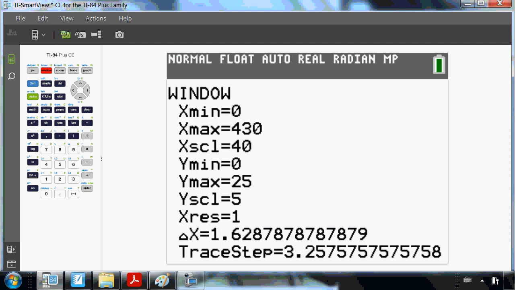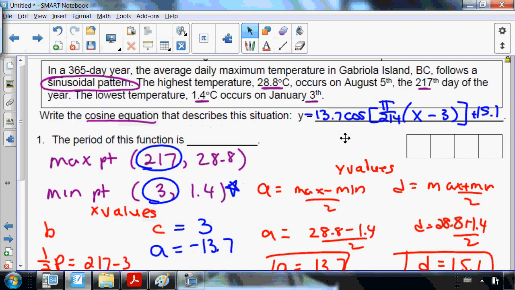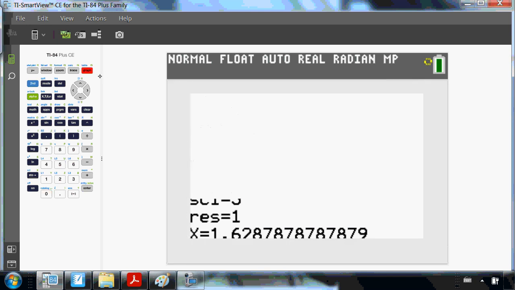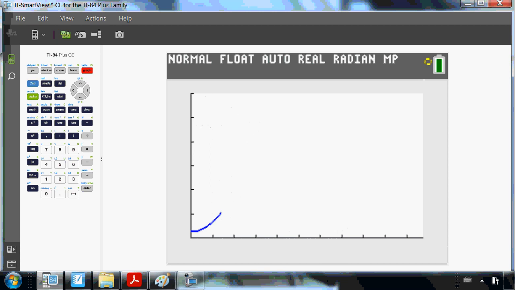Okay, my maximum in the question, what was my maximum? 28.8. So my maximum should definitely include that, which I haven't. So we'll go down here and we'll make it maybe 30. You always want to see 0. I want to see where the origin is, okay? I'm in radian mode, and so I hit graph to see what my graph will look like.